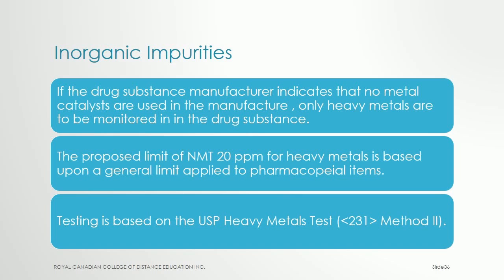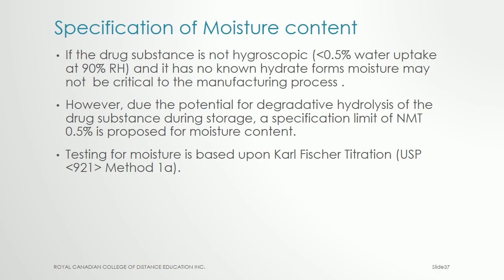Specification of moisture content. If the drug substance is not hygroscopic, less than 0.5% water uptake at 90% relative humidity, and it has no known hydrate forms, moisture may not be critical to the manufacturing process. However, due to the potential for degradative hydrolysis of the drug substance during storage, a specification limit of not more than 0.5% can be proposed for moisture content. Testing for moisture is based upon Karl Fischer titration, USP 921 Method 1A.